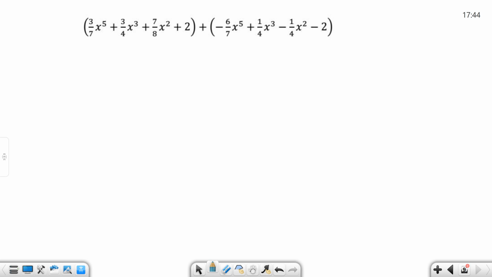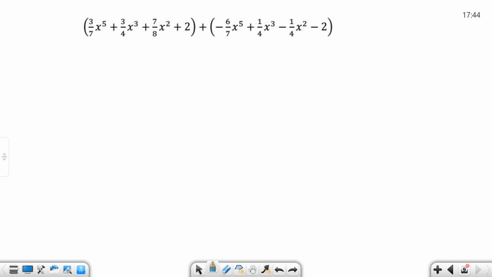We have adding, right? We need to recognize we have a parenthesis and we're adding another parenthesis. So we're adding polynomials. We're not trying to multiply anything here. We're not trying to distribute anything here. We've just got a plus sign. We're going to remove parentheses and combine like terms.